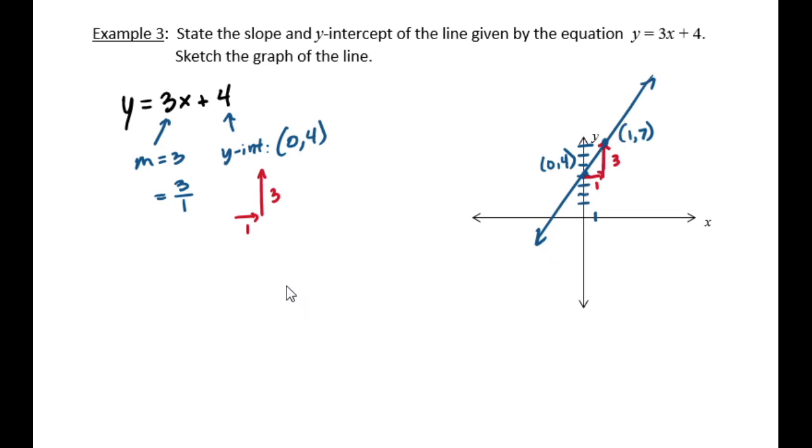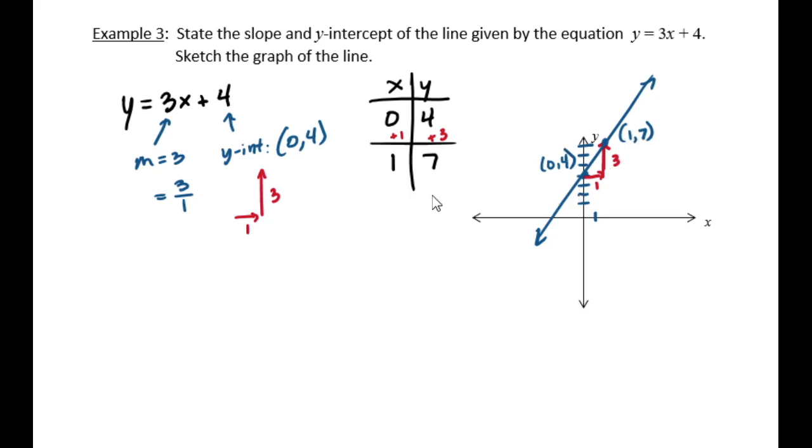You could also fill out a table of values and use the y-intercept as one ordered pair and the slope to compute the coordinates of the second ordered pair. Here we start with the ordered pair from the y-intercept, and now for the second ordered pair, we know that we want to add positive 1 to x and positive 3 to y. And that gives us the ordered pair (1, 7), just as we got here.